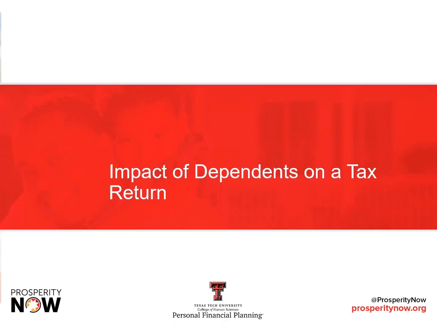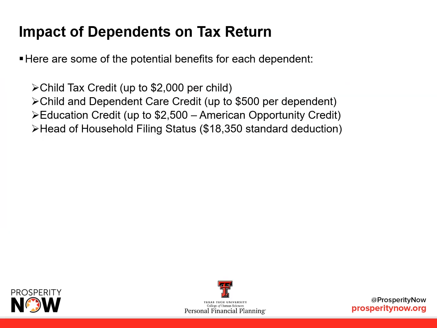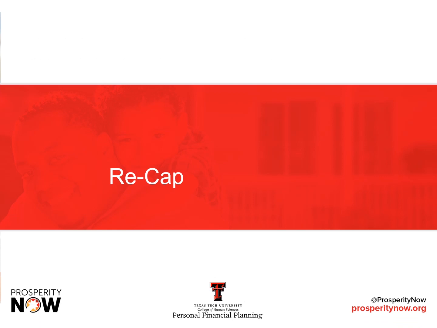So let's talk about the impact of dependents on the tax return. Here are some potential benefits for each dependent. For child tax credit, you can claim up to $2,000 per child. The child and dependent care credit is up to $500 per dependent. The education credit is up to $2,500. And the head of household filing status offers an $18,350 standard deduction.